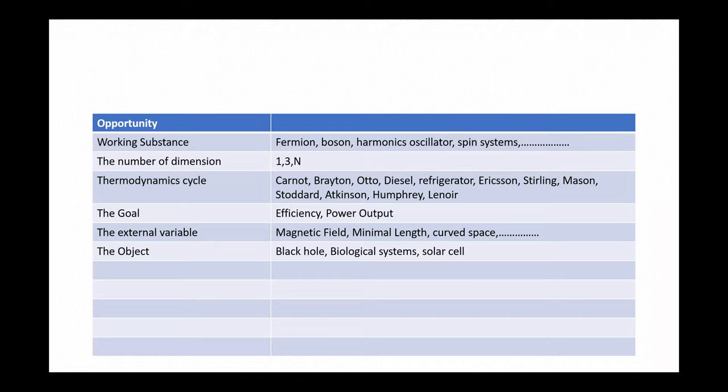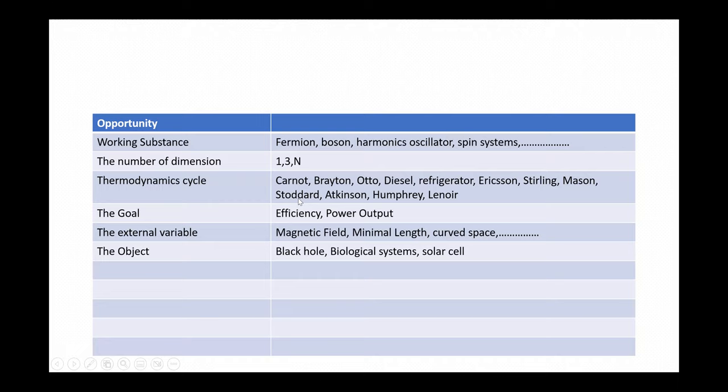For the application, we can challenge the future engineer. And then we can also make some things about thermodynamic cycles. We can have Carnot, Otto, Brayton, Diesel, and also other cycles: Ericsson, Stirling, Miller, Stoddard, Atkinson, Humphrey, and Lenoir. So the combination is quite rich. And then we also have the goal.